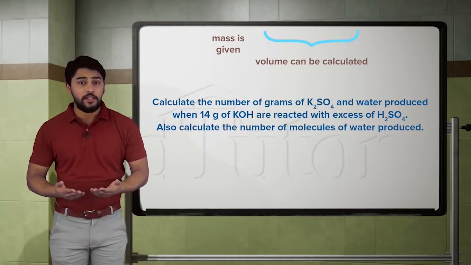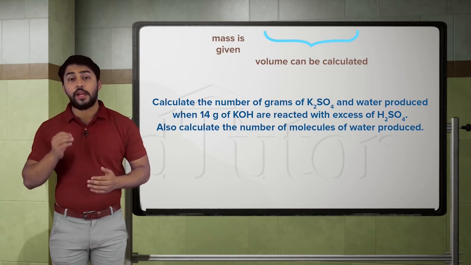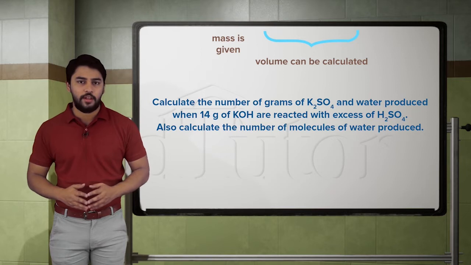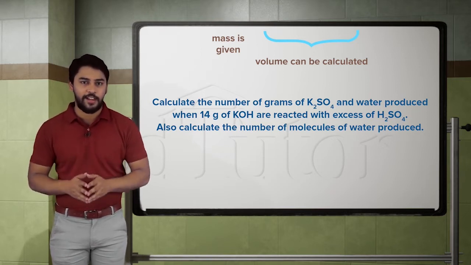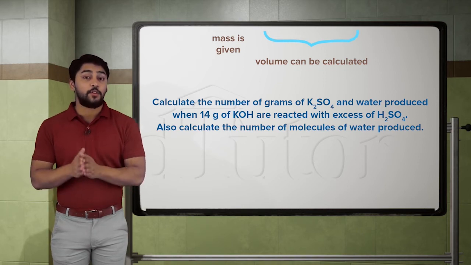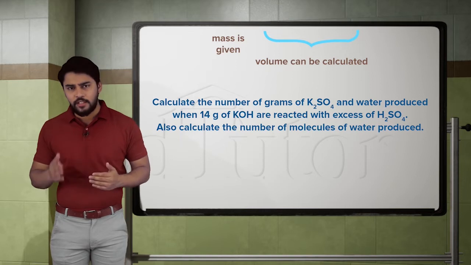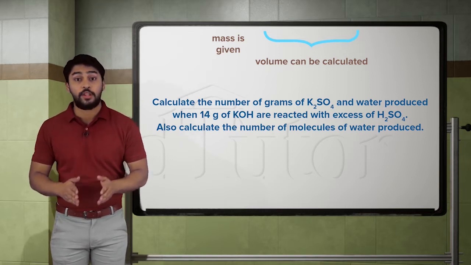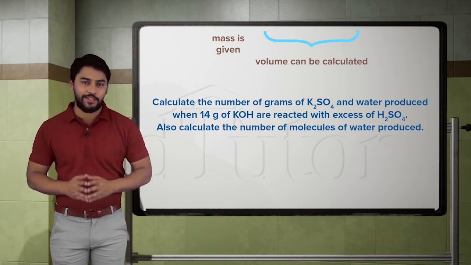So, as we can see, there are two parts to this question. The first one requires us to calculate the mass, or number of grams, of potassium sulfate and water. And the second one requires us to find the number of molecules of water. Correct? Before starting any calculations, we first need to convert the mass of potassium hydroxide into moles and then compare these moles with that of potassium sulfate with the help of a balanced chemical equation.